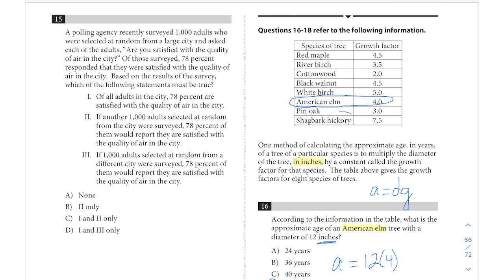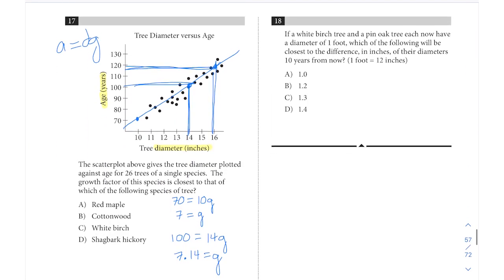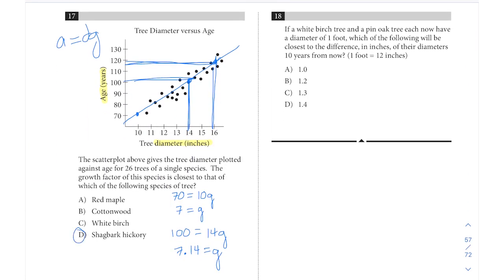So if we look at this table here for growth factor, the shagbark hickory is the only one even remotely close to 7. So they're usually very reasonable and very nice about that. It would be really mean if they asked us to eyeball these values and didn't give us exact values to use, and then they had growth factors of 7.3, 7.5, 7.6, 7.4, and a bunch of growth factors right around 7.5. It'd be almost impossible, if not impossible, to determine. So here, we know confidently that it's got to be the shagbark hickory because that's the only one that's even close in terms of the growth factor to what we calculated based on our line of best fit.